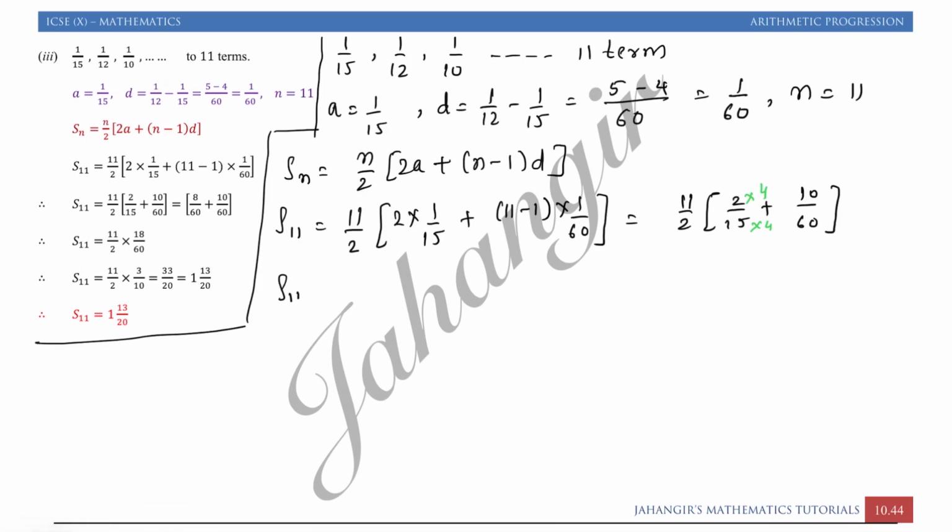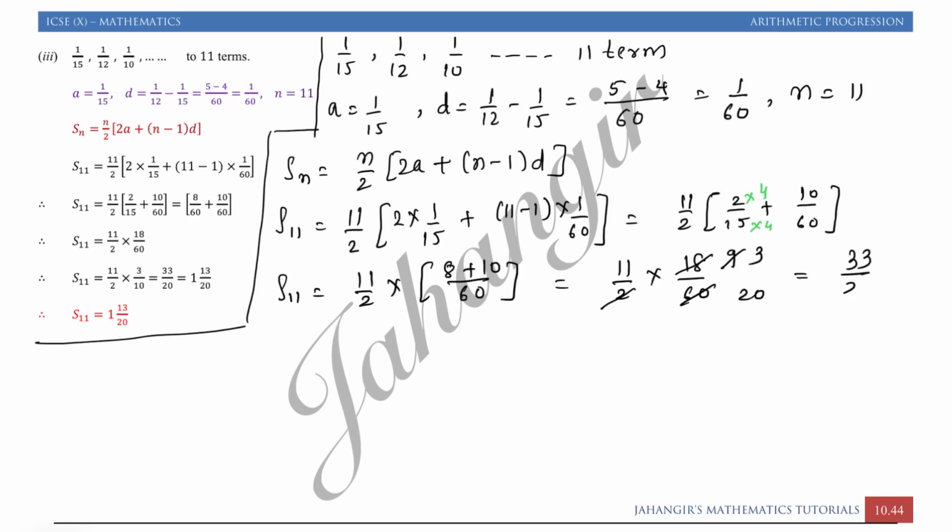Now S11 is 11 by 2 multiplied by 4 to the 8 plus 10 upon 60. So that can be again written as 11 by 2 into 18 by 60. 2 ones are 2, 9 threes are 27, 3 twenties are 60. So if you multiply, you will get 33 by 20. Therefore S11 is equal to 33 by 20, we can write it in a mixed fraction as 1 13 by 20.